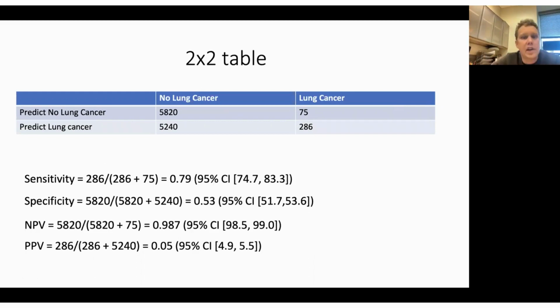And it's always a good idea to augment that with confidence intervals or some measure of uncertainty, which I did here, and there are standard ways to do that. So a relatively high sensitivity, depending on how you define high. And this is a tough classification problem. Based on the data we have at hand at the beginning of the study, it's very hard to predict who is going to get lung cancer or not.